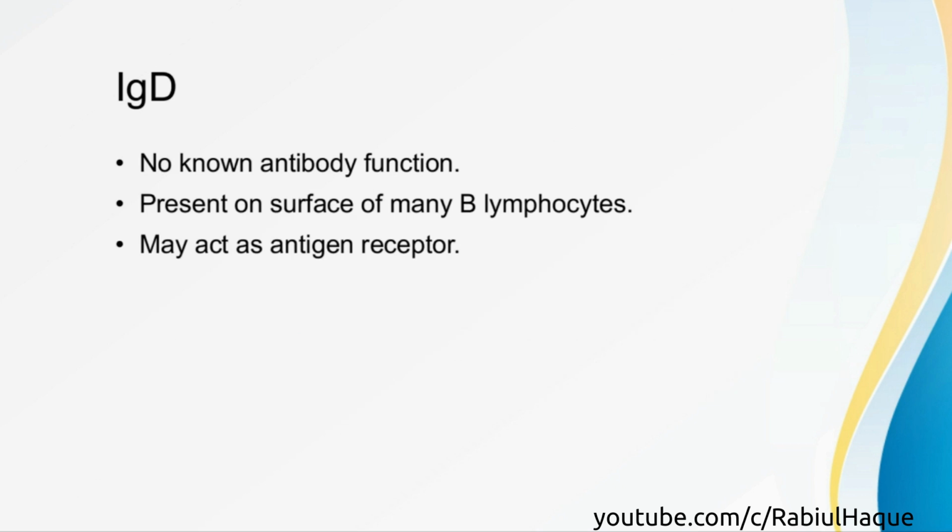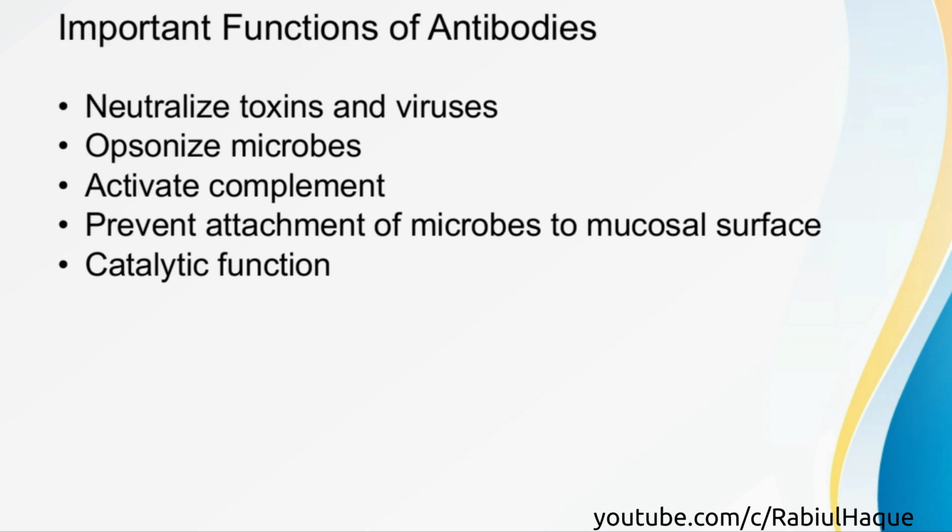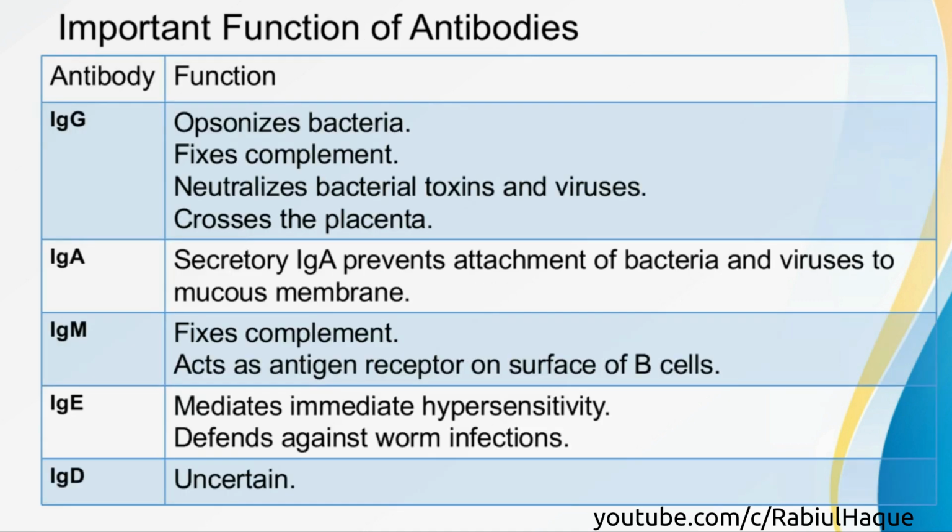Moving on to immunoglobulin D. Now, it has no known antibody function, but it is present on surface of many B lymphocytes, and it may act as antigen receptor. So here we are summarizing the important functions of immunoglobulins or antibodies. They neutralize toxins and viruses, they opsonize microbes, they can activate complement, they can prevent attachment of microbes to mucosal surface, and they also have catalytic functions.